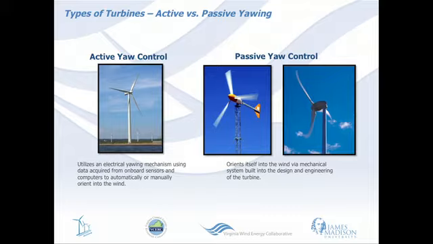Whereas passive yaw control is usually an engineering design built into the turbine. It's just able to do it itself. It doesn't require any external assistance. There is usually some way, particularly with furling machines, where you can manually furl it with a mechanism if necessary, but usually it's not necessary. It's built into it.